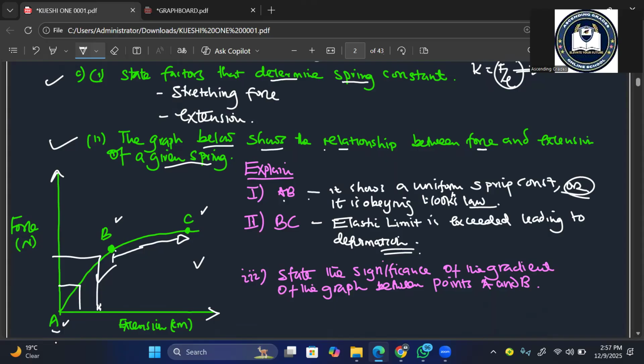Roman 3. State the significance of the gradient of the graph between points A and B. This is what we had said here, Hooke's law.